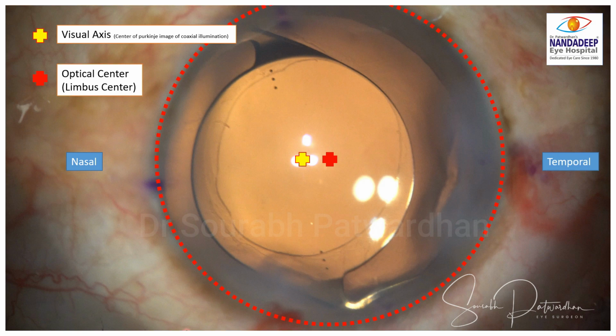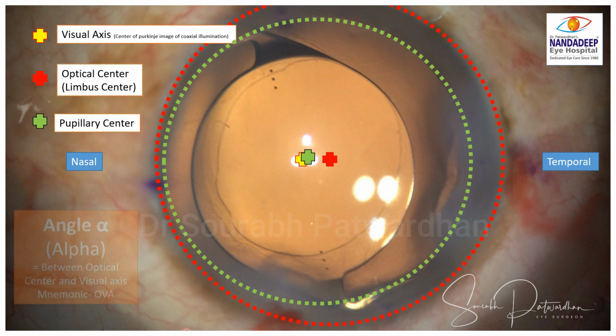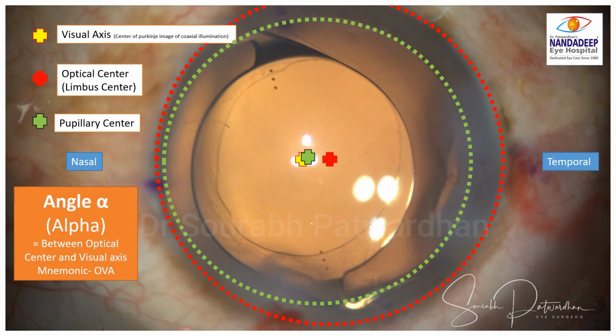Now the third point which we can see here is the pupillary margin, and the center of this pupillary margin is the pupillary center. So when we look for the difference between the optical center and the visual axis, we call it angle alpha. Here you can see the red cross and the yellow cross. The difference between the two is the angle alpha. The mnemonic for remembering this is OVA: optical center, visual axis, angle alpha.